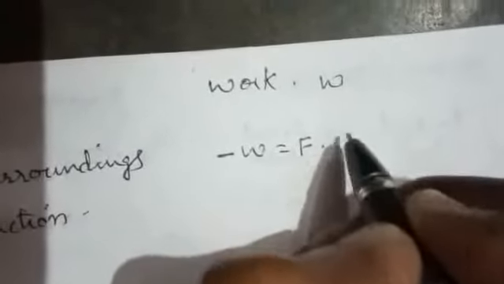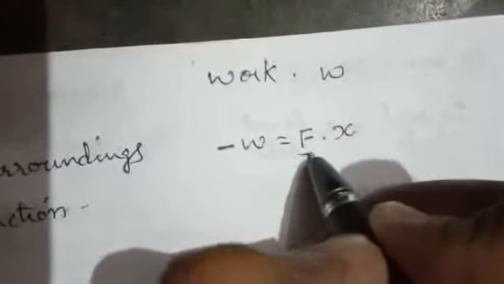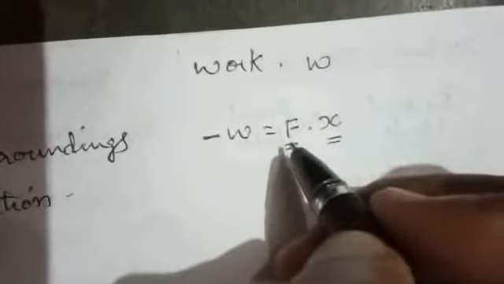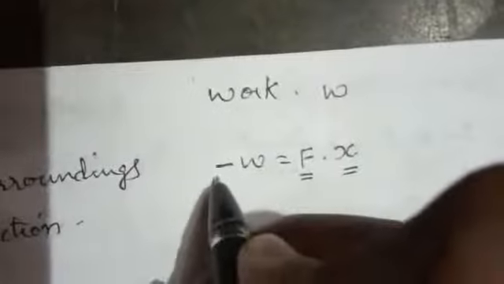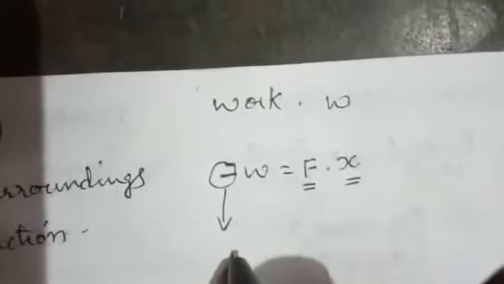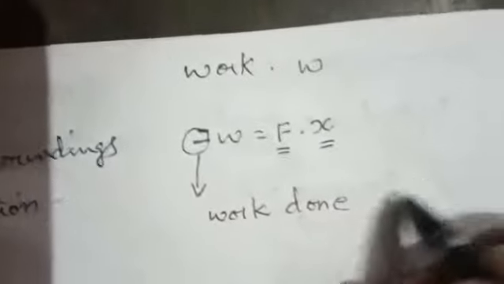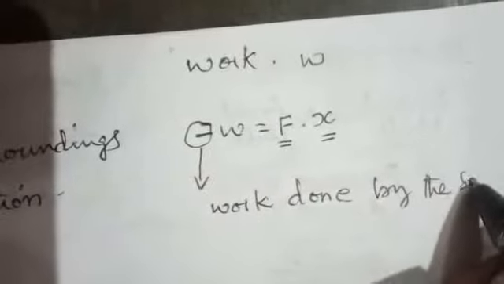Next topic, work, simply W. Work is defined as force multiplied by displacement. That means minus W equals force multiplied by displacement, force symbol F, displacement symbol X. The negative sign is introduced to indicate work done by the system.